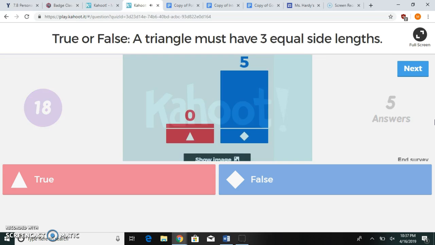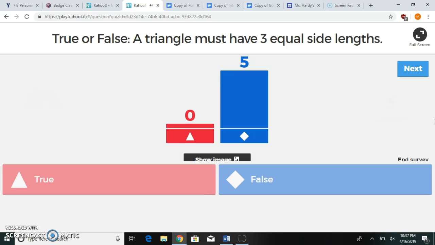Wait, I didn't mean to click, but I did. But you did it. I got it right. Perfect. We all got it right. Do I have to click next? I do.